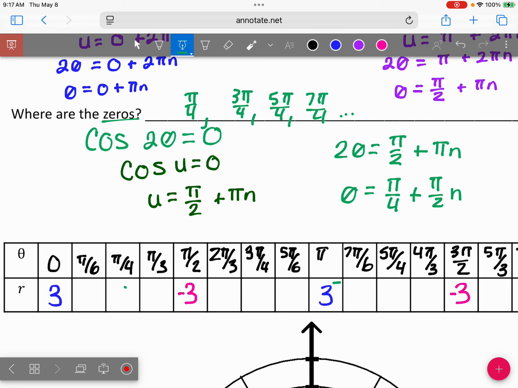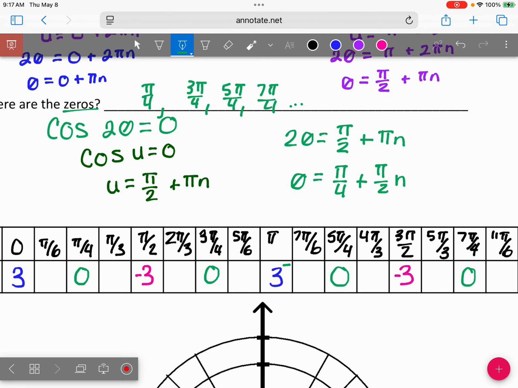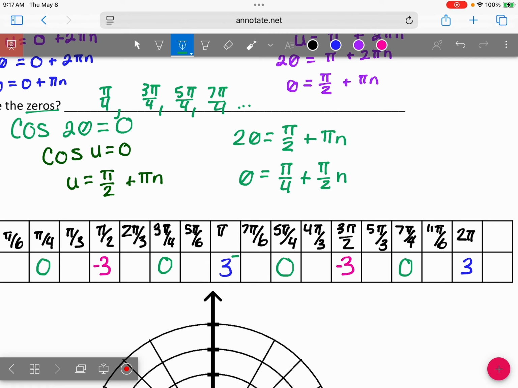So these are all going to have a cosine that equals 0. So 3 times 0 is still going to be 0. So all of our over 4s are our zeros. And we have more than half of our table filled in. And then we can plug and chug with the others.